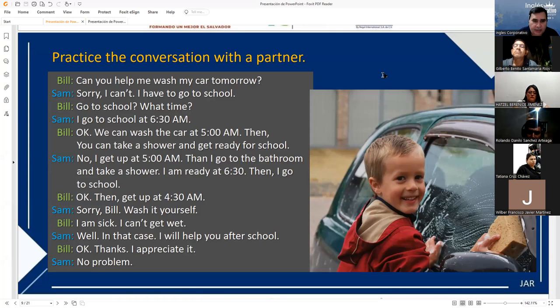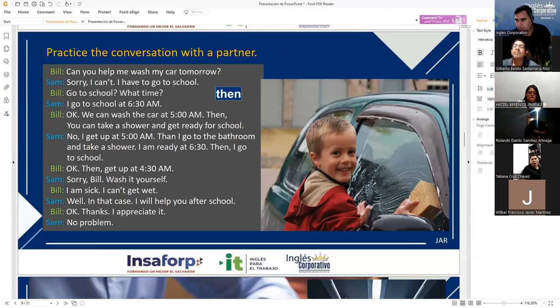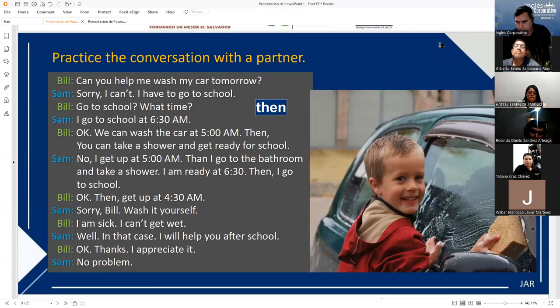Then, sorry, here is the correction: it's "then," not "than," like the computer corrected the information. Then is like this: then, not than, okay? I will remember to correct it in the file. Okay, so we say like this: then.